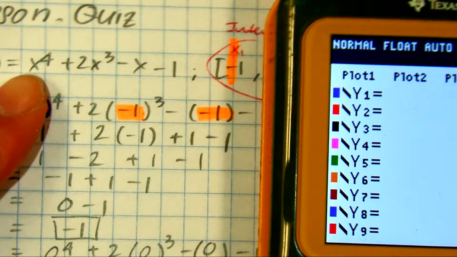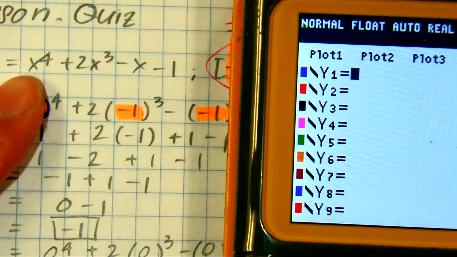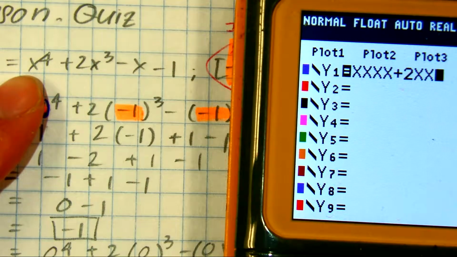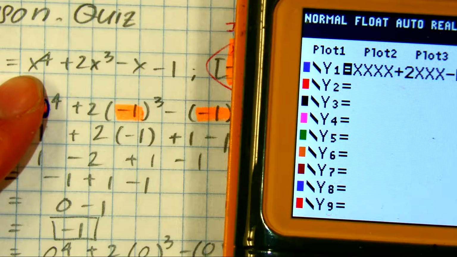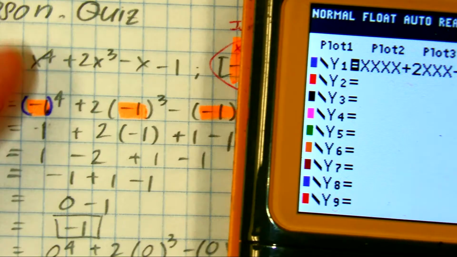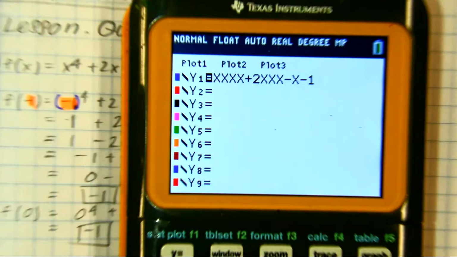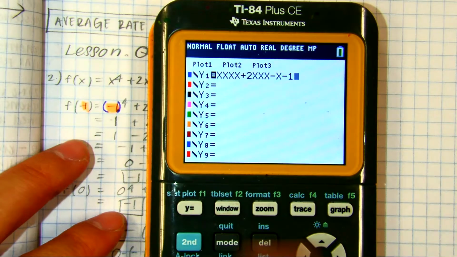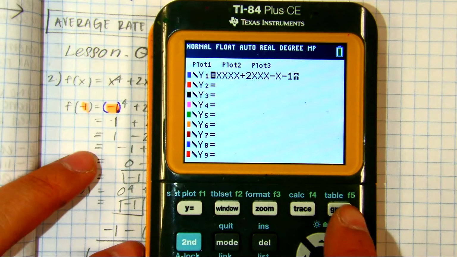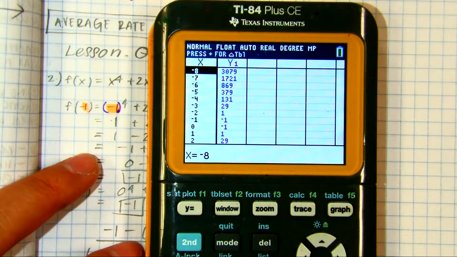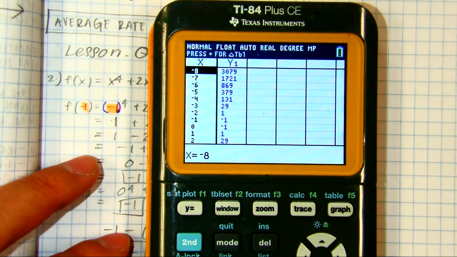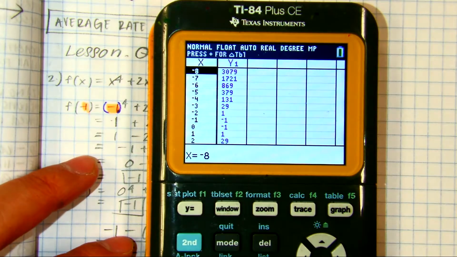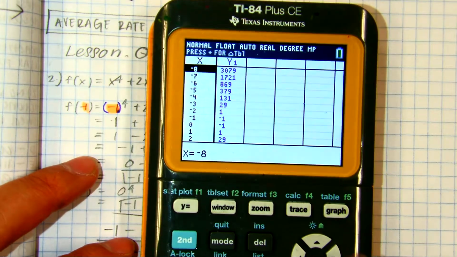X to the 4th, plus 2x cubed, minus x, minus 1. I'm going to double check their answer by looking at the table. So second graph. Some students claim that the calculator commands are too many and they're too new to you. Well, you have notes so you can write them down. Does that make sense? Okay.